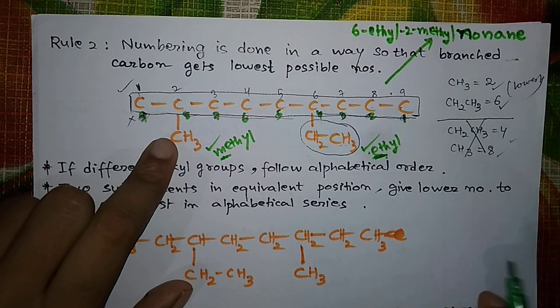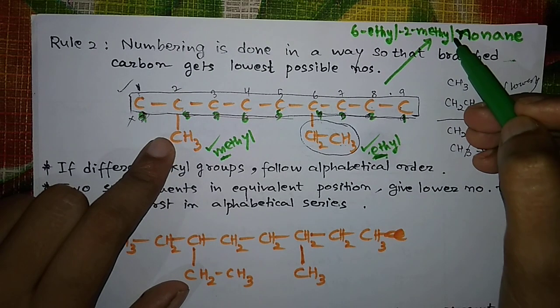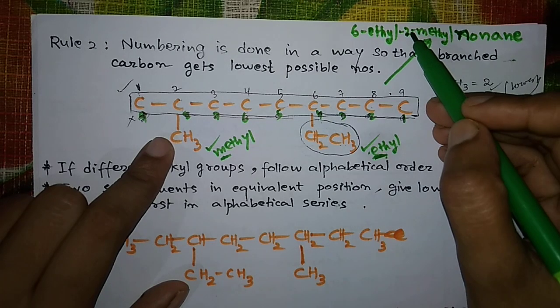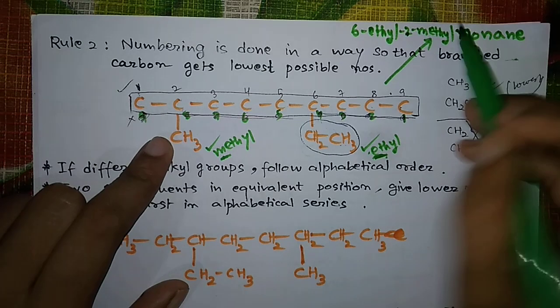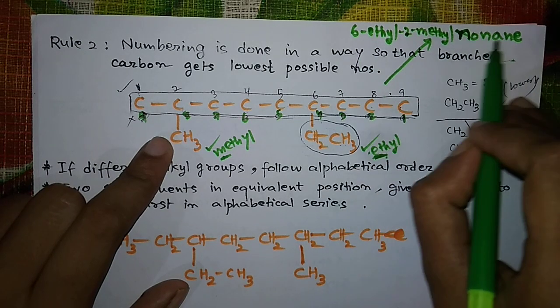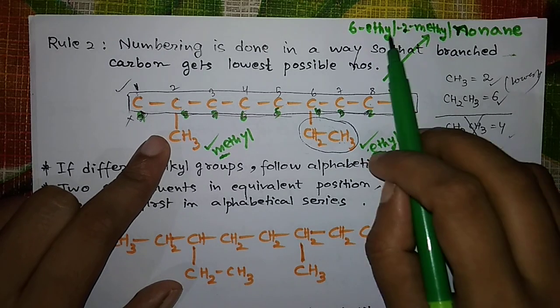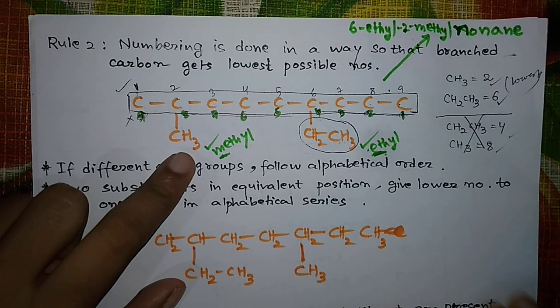There will be no capital letter when we will write the IUPAC name. And one more thing, between letter and letter there will be no hyphen. Only between number and letter there will be a hyphen. Between letter no hyphen. So this will come at a go. Okay, so the name of this compound becomes 6 ethyl 2 methyl nonane, right? So I think this is clear.